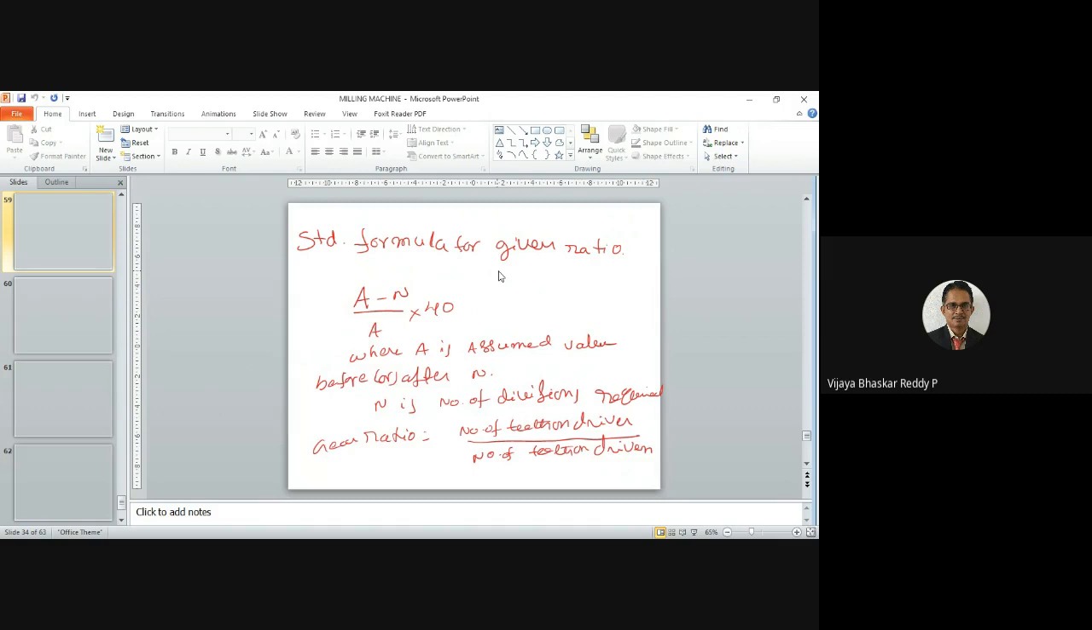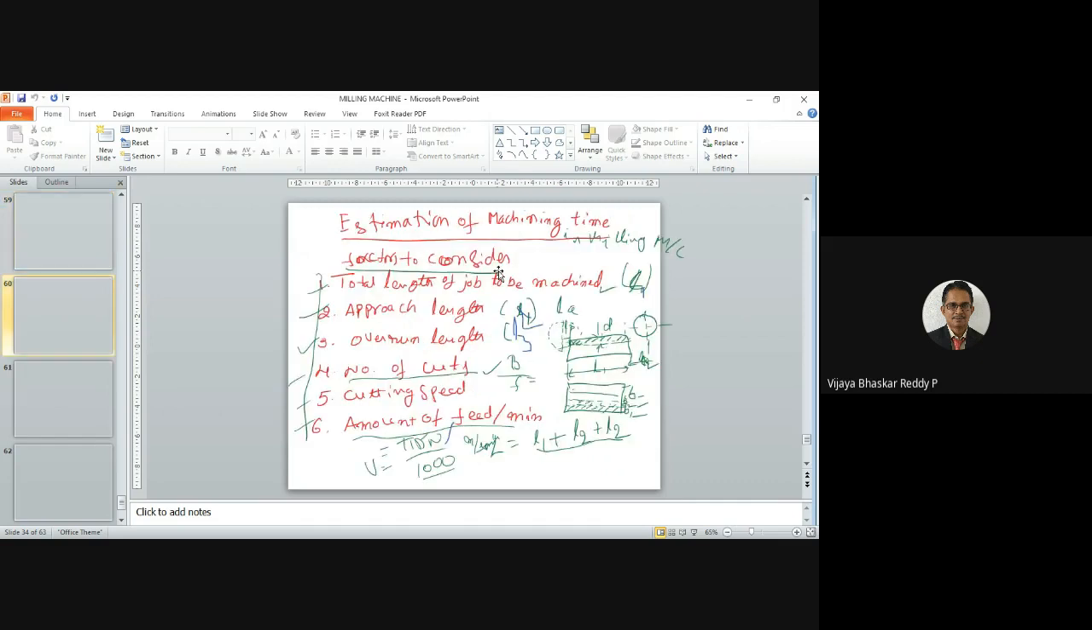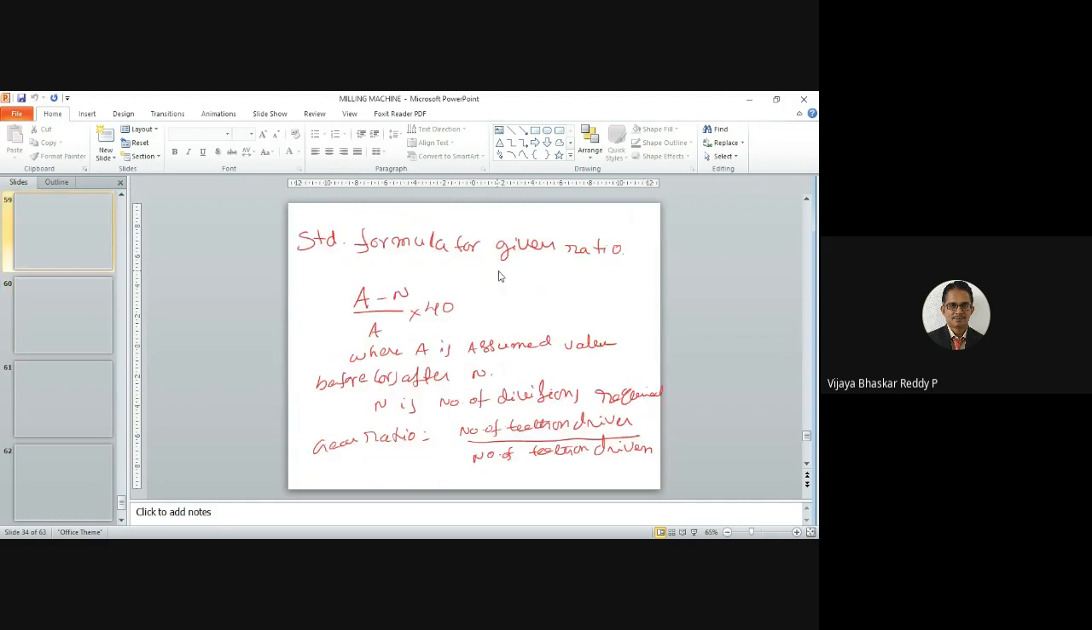The standard formula for differential indexing is (A minus N) divided by A, into 40, where A is an assumed value before or after, nearest to N, and N is the number of divisions that we are going to obtain. So the gear ratio is the number of teeth on the driver to the number of teeth on the driven.